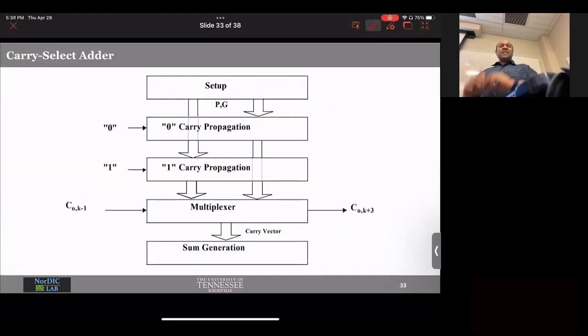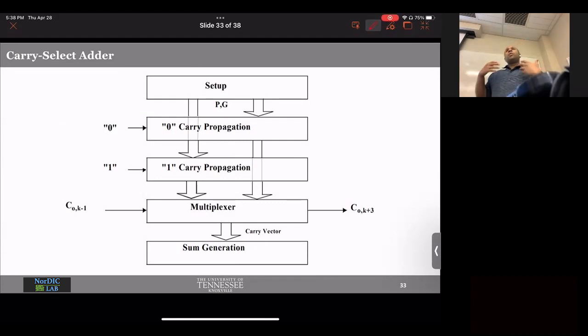Carry select adder, another principle. And as you see, there is no circuit here, right? This is just going to show you the principle. Circuit implementation will be complicated. If you're interested, we can dig deeper. If not, don't worry about it too much.